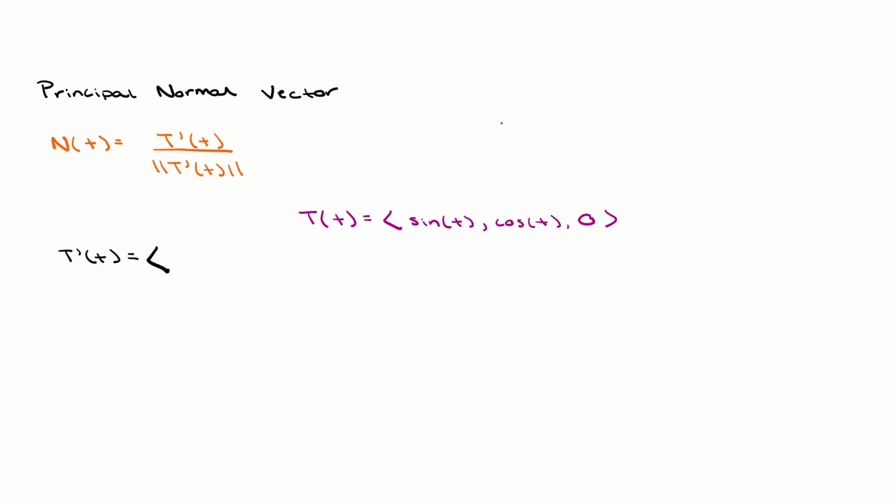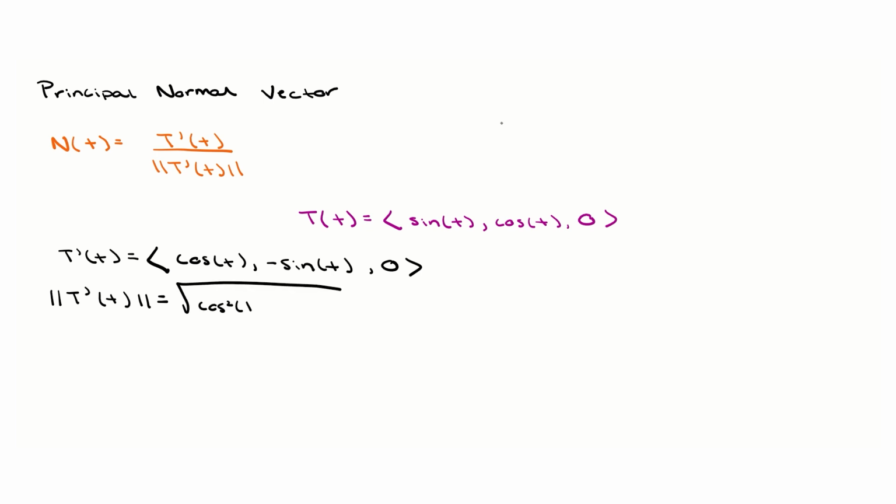So this is a pretty easy one. We have cosine of t, negative sine of t, 0. So that's our numerator, and the next step is to find our denominator, that is the magnitude of the derivative of the unit tangent vector. So here we get cosine squared of t plus sine squared of t plus 0 squared, which just equals 0, and I'm just going to leave that out. So of course our trig identities tell us that sine squared of t plus cosine squared of t equals 1.